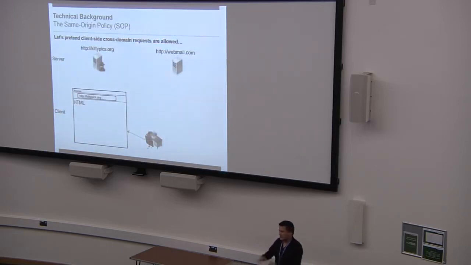So I assume the same origin policy would not exist. What could the attacker do? So what is the same origin policy for? In this case, we assume a very simple example.